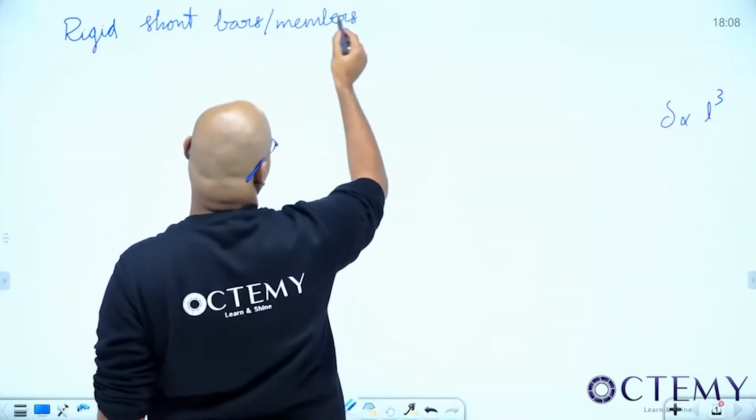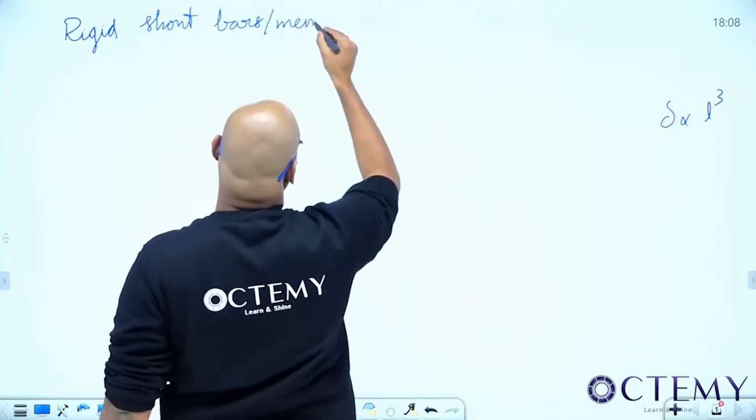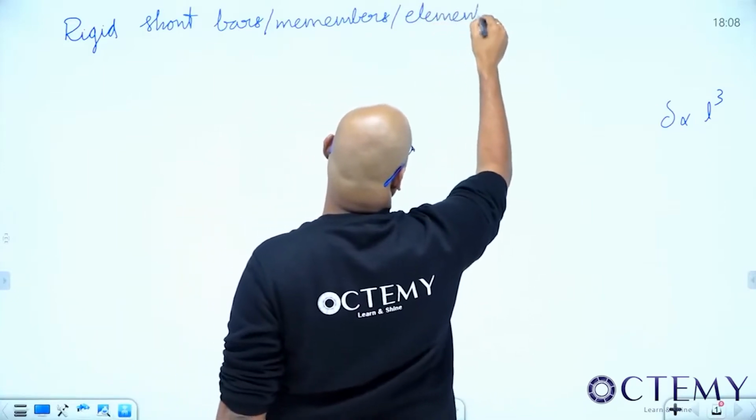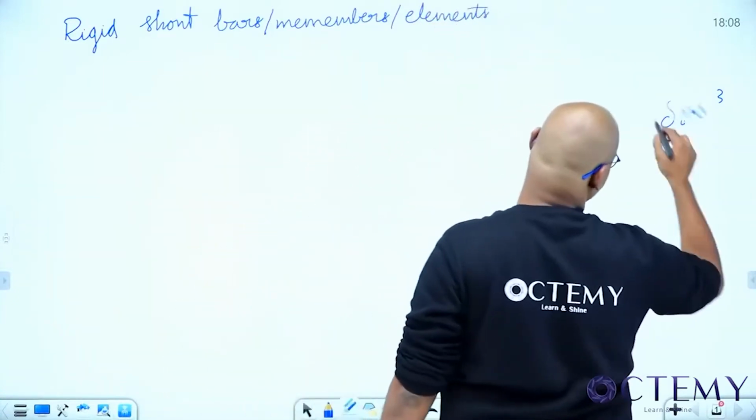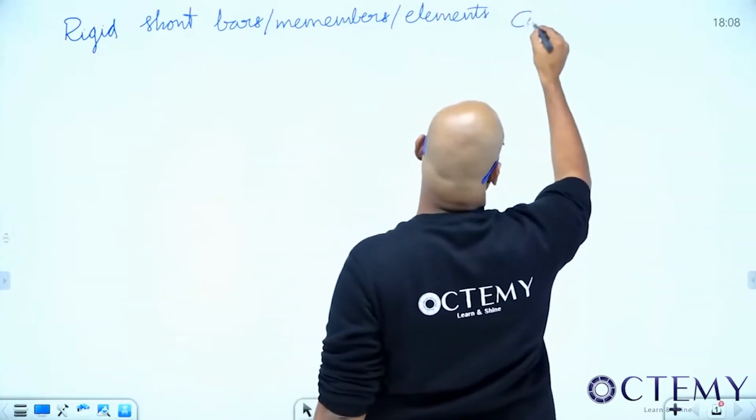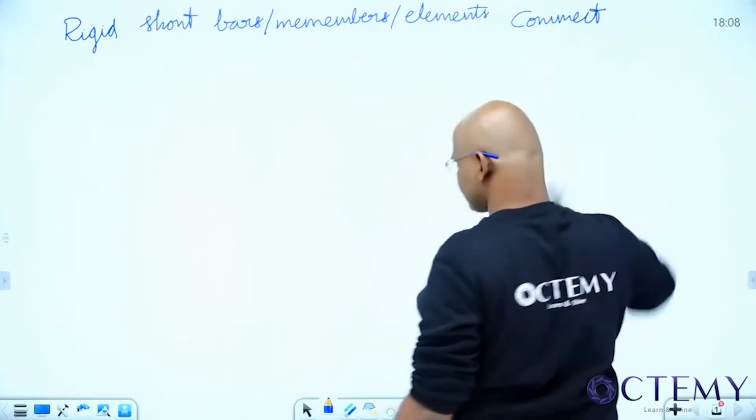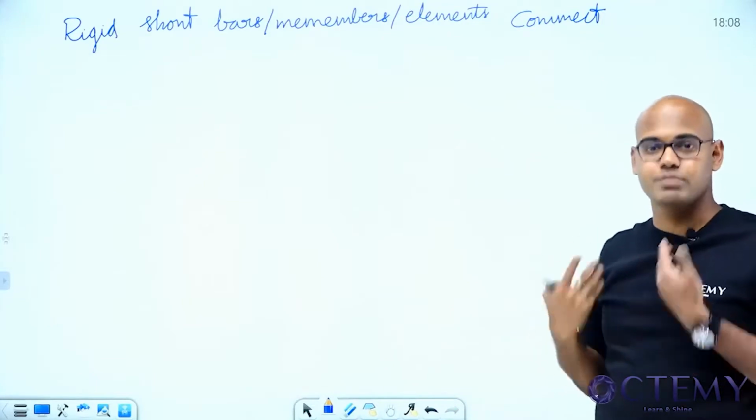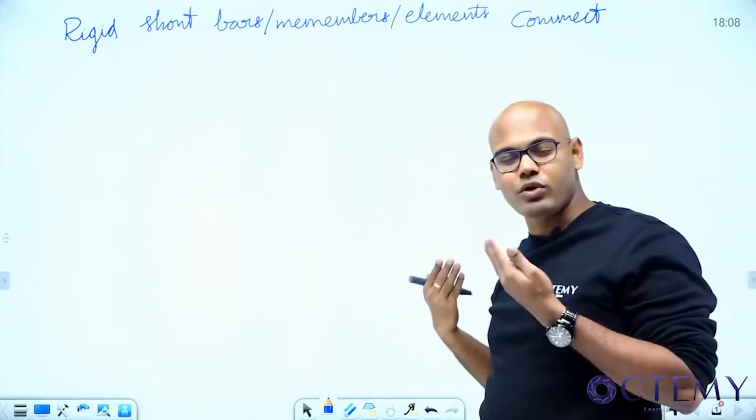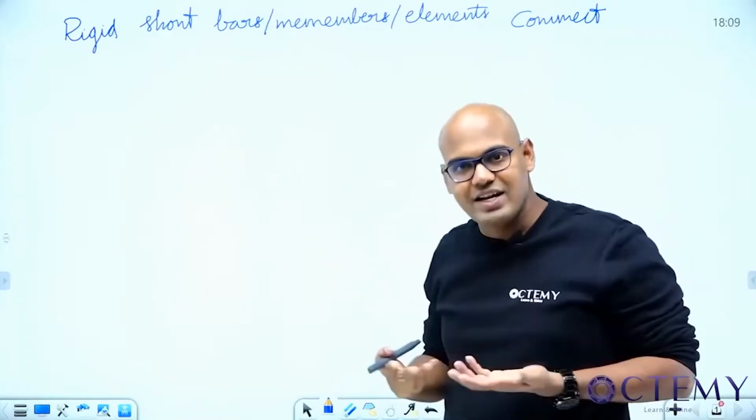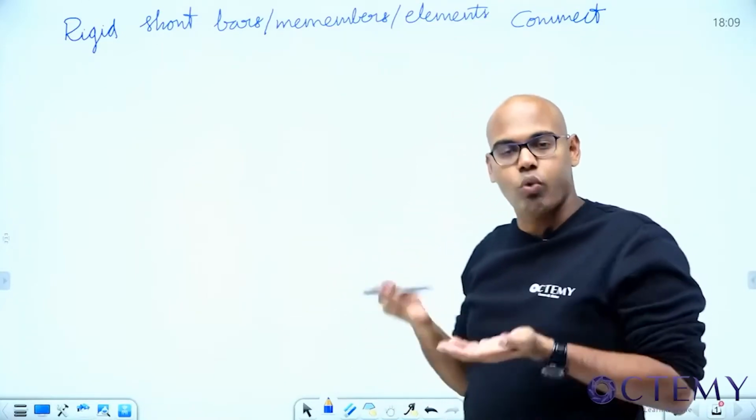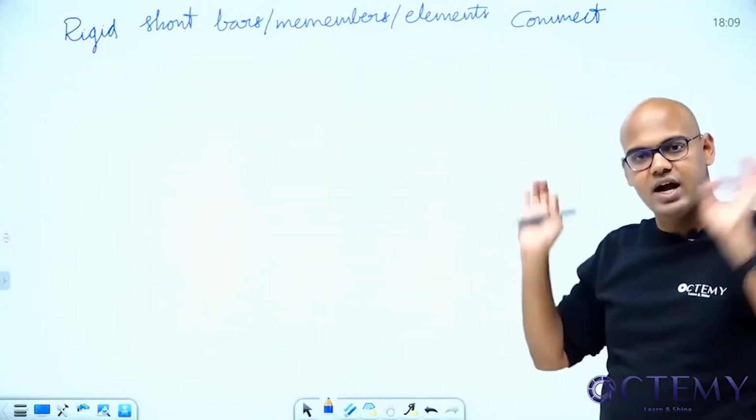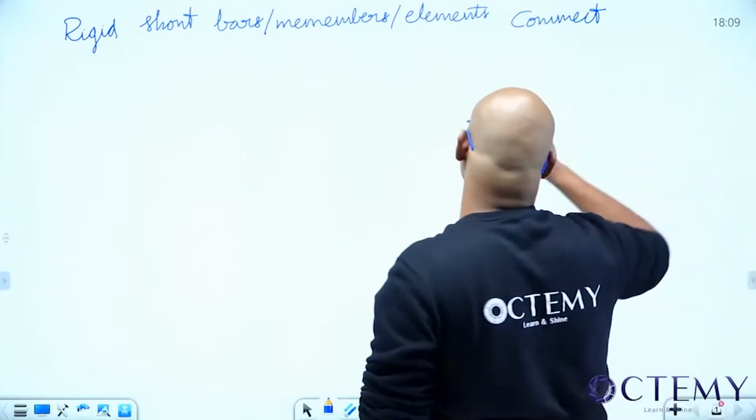I'll say rigid short bars are members, are elements. Connected by what joints? Hinge joints, because at first, whatever they started with, they had only hinge joints. After that they went for riveted, welded, all these fixed joints. But for analysis purposes, it is very difficult to analyze a welded or riveted joint at this stage. So for the time being, whatever is given, we'll assume it as a hinge joint and solve the problem.